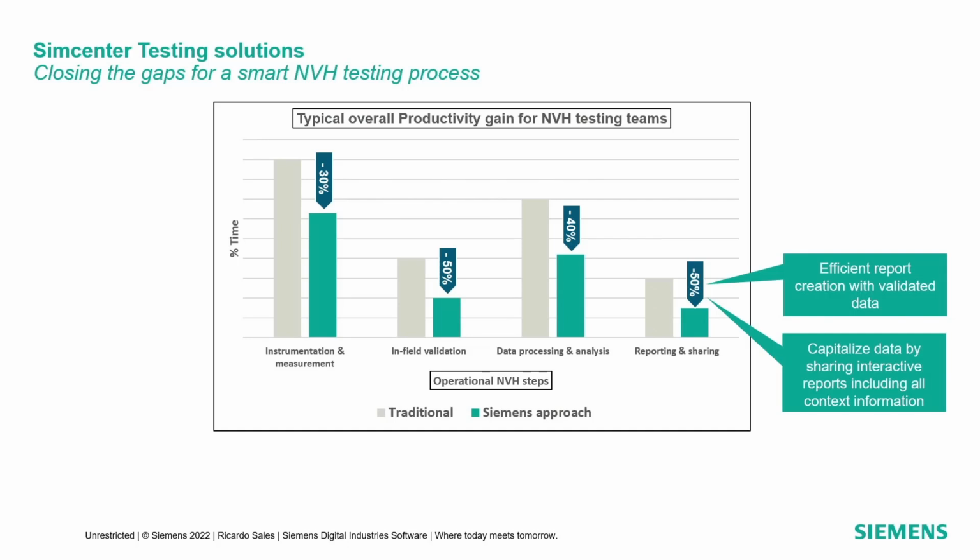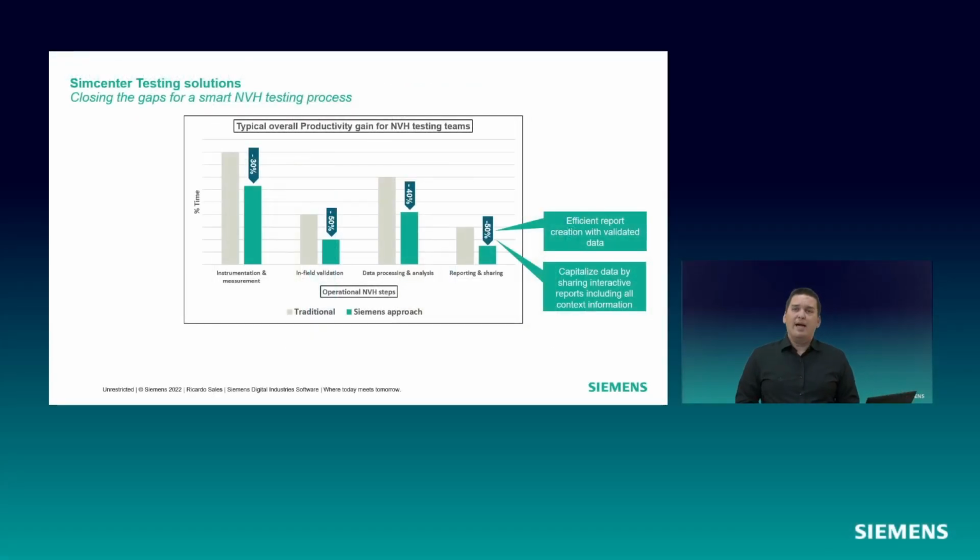And in the reporting and sharing phase, by having efficient report creation and with the validated data, we believe that we can also speed up this phase and make sure that the data is shared in a correct format, in a very automatic way, and also shared with all the people that are interested in the company. So we believe that by having these tools in place, the engineers can save up to 50% of time in that part.